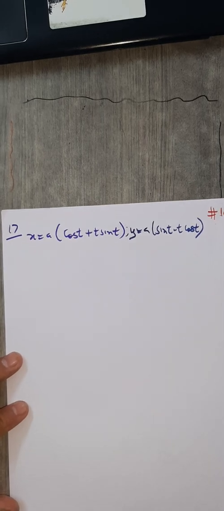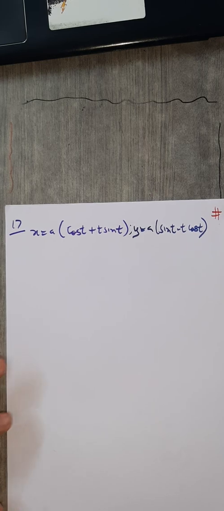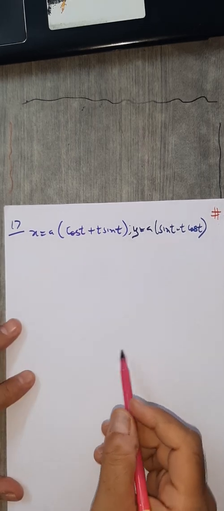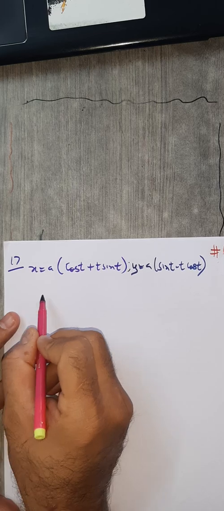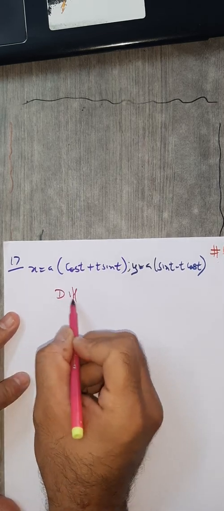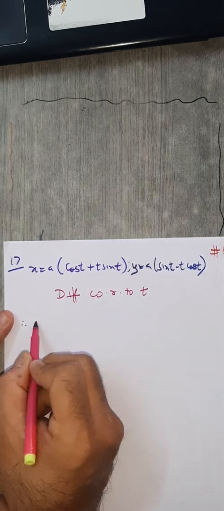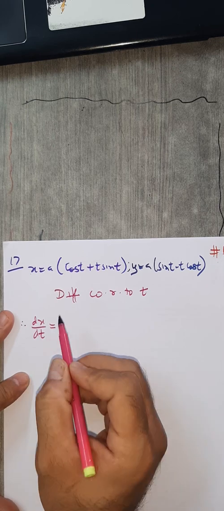So here we have parametric equations, in terms of t. So what we'll do, we get the dx by dt, dy by dt, and we take the ratio, and then we'll go for d square y by dx square. So here, differentiating with respect to t. So therefore dx by dt here, differentiation with respect to t.